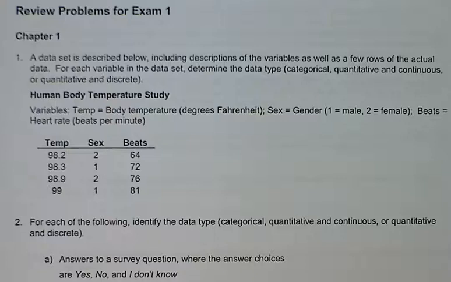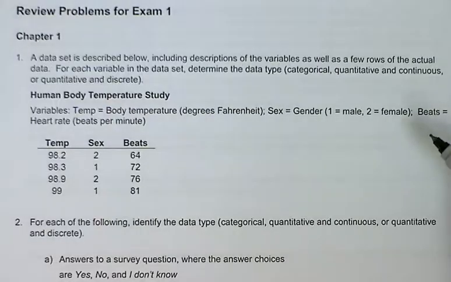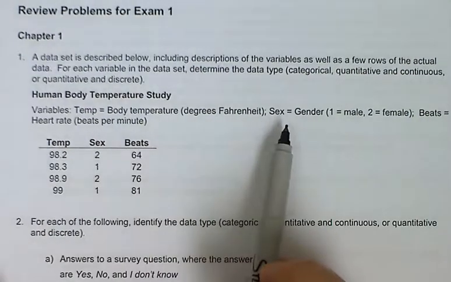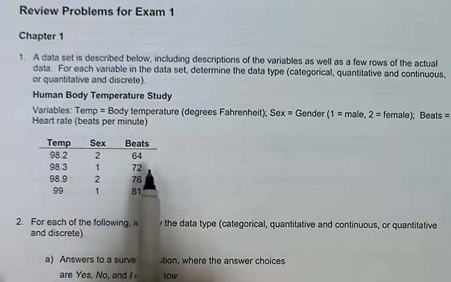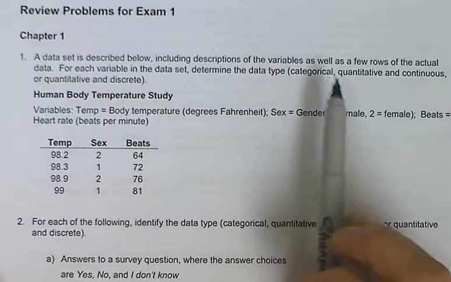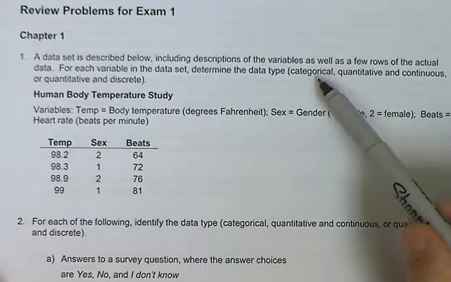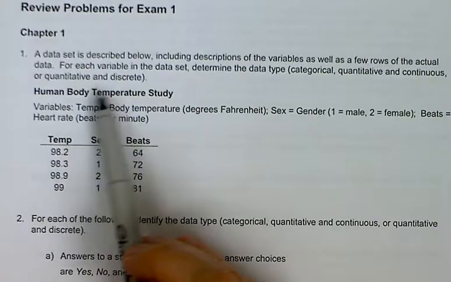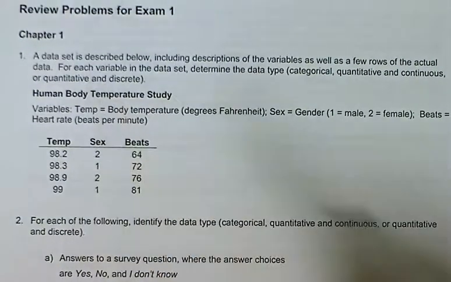In this video, we're going to go over some problems for Chapter 1 to review for the first unit exam. First of all, we're going to look at data types. In this problem, we have some descriptions of the data, and we also can see what some of the data actually looks like. For each one of these three variables, we want to determine whether we have a categorical variable, one that's quantitative and continuous, or one that's quantitative and discrete.